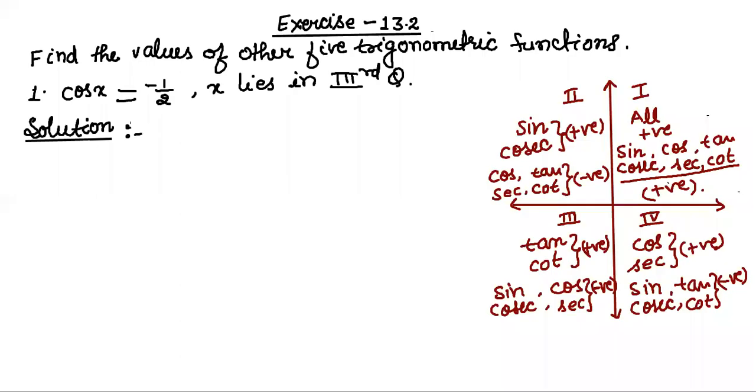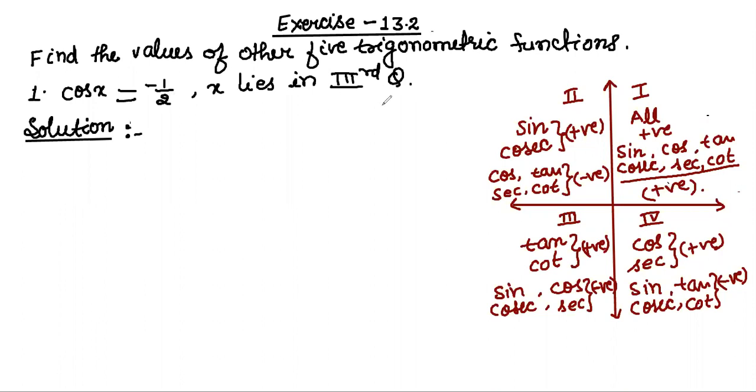Hello everyone. We will discuss exercise 13.2. The first question of this exercise: find the values of the other 5 trigonometric functions when one trigonometric function is given. So cos x equals minus 1 by 2 is given, where x lies in the third quadrant.